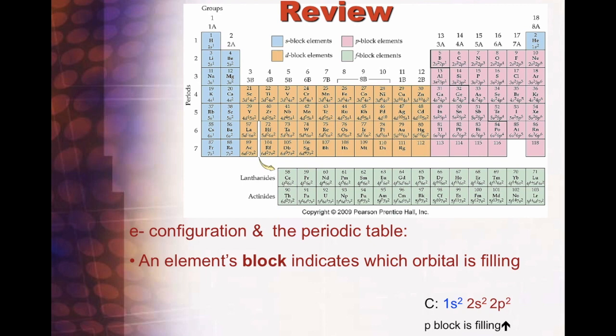And then we also have at the bottom the lanthanides and actinides. Now remember that in the periodic table, they actually fit in between groups 3B and 4B of the d block elements, or transition metals. For the lanthanides and actinides, the f subshell is filling.